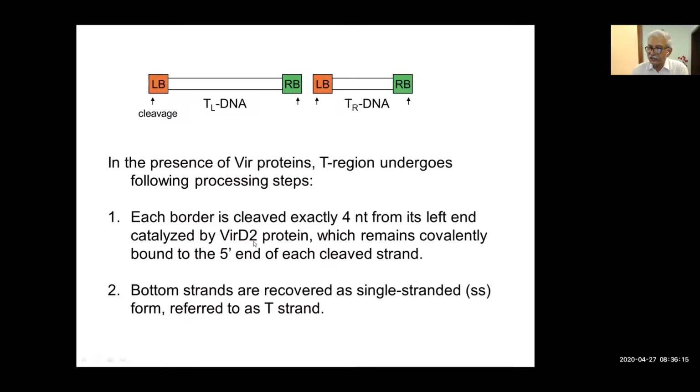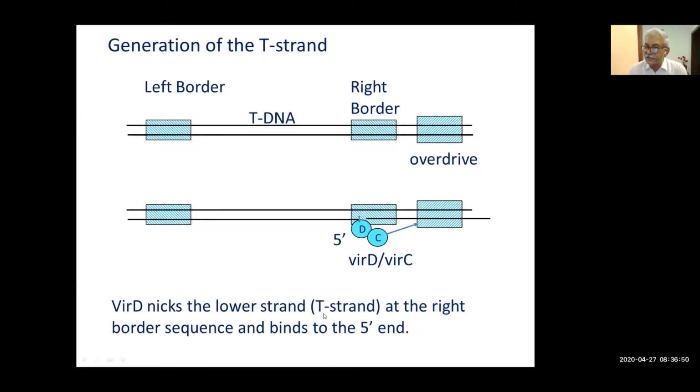Okay. So this VirD2 protein produces a nick in the single strand, one of the strands of the double-stranded DNA between left border and right border, which is about 4 nucleotides from the left border. And then the process of tDNA formation starts. The bottom strands are recovered as single-stranded form referred to as T-strand or tDNA. I will show you the process in a while. So this is the actual process.